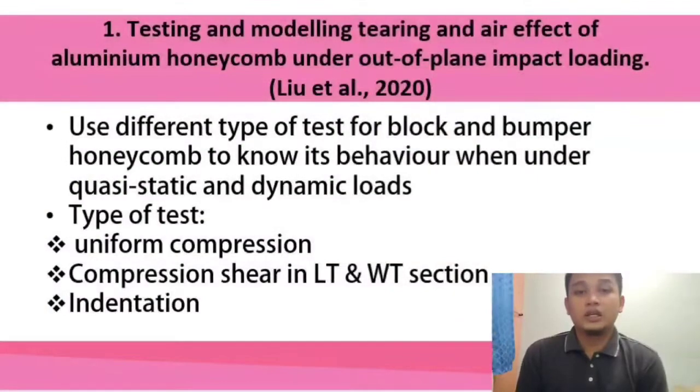The first literature review is about testing and modeling tearing and air effect of aluminium honeycomb under out-of-plane impact loading. In this research, it used different types of tests for block and bumper honeycomb to know its behavior when under quasi-static and dynamic loads. There are three types of tests. The first one is uniform compression. Second one, compression shear in LT and WT section. And the third one is indentation.